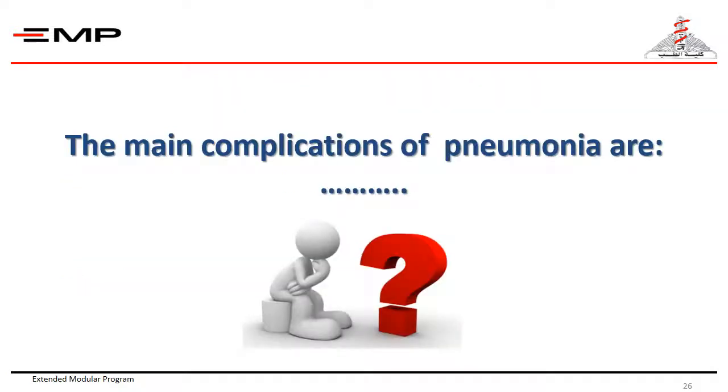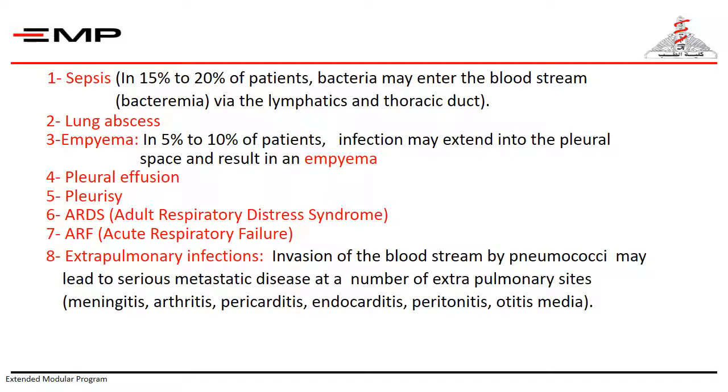What about the main complications of pneumonia? Sepsis: in about 15 to 20% of patients, bacteria may enter the bloodstream to cause bacteremia via the lymphatics and thoracic duct. As a complication, there also may be a lung abscess and empyema. In about 5 to 10% of the patients, infection may extend into the pleural space and result in empyema. Empyema means pus within the pleural space or pleural cavity.